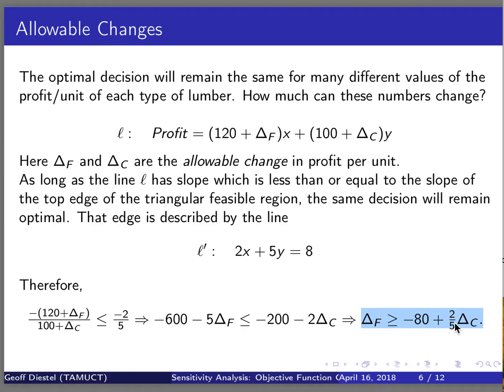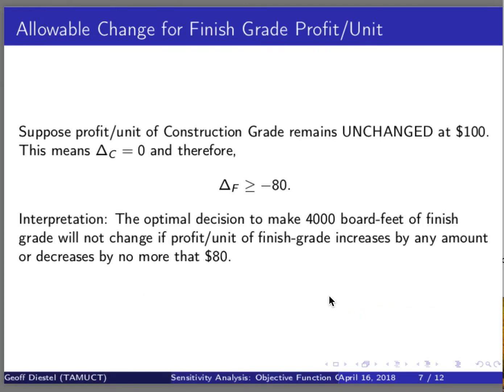Now on the other side, we can talk about the same thing. What if the finished grade lumber profit doesn't change? How much can the construction grade lumber profit change before we need to make a new decision? Well, we just plug in 0 for delta F. If delta F is 0, then we can solve this inequality for delta C. So delta C is going to have to be less than or equal to 80 times 5/2, so 200. We can see these in the notes.